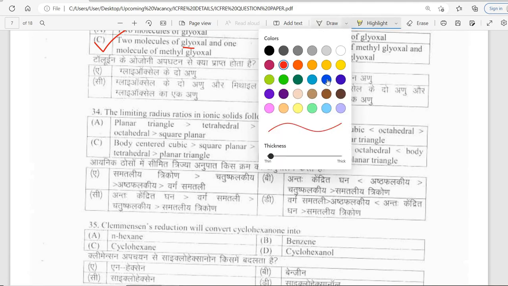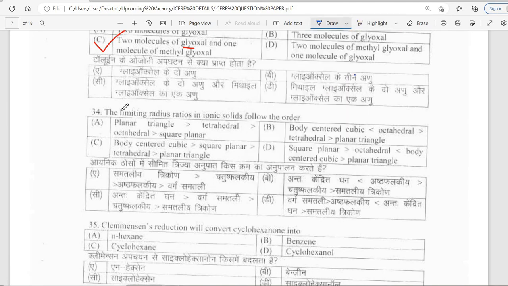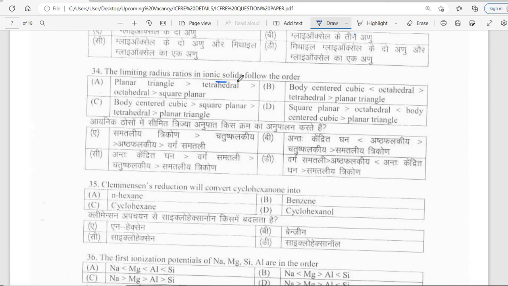Then the limiting radius ratio of ionic solids follows the order. The limiting radius ratio is largest for body centered, after that square planar, then tetrahedral, and then planar triangle. Okay.